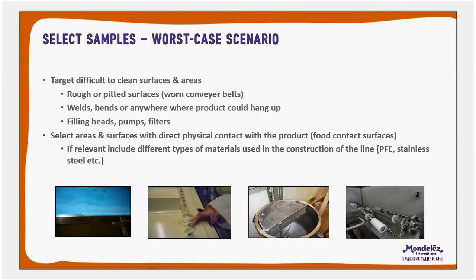But you do want to select areas and surfaces that have a direct physical contact with the product, so the food contact surfaces. And if it's relevant, if you have a piece of kit that has different types of material used in the construction, then it is a good idea to take samples from the different surfaces, because most likely they will clean in a different way.